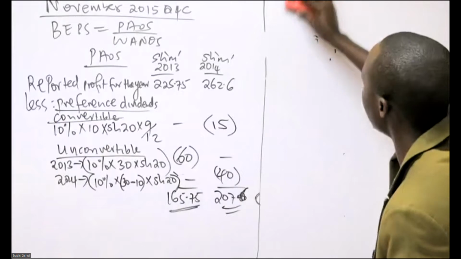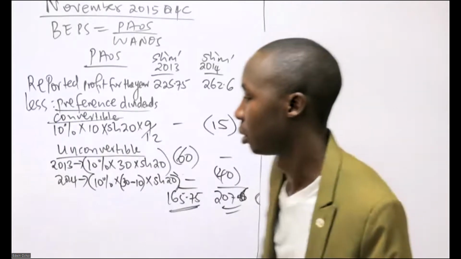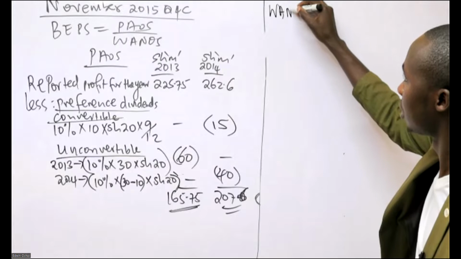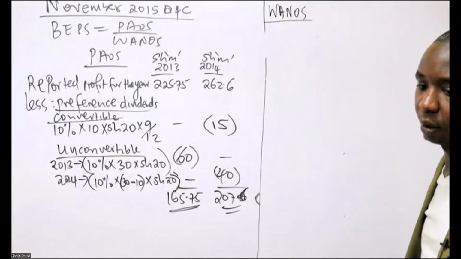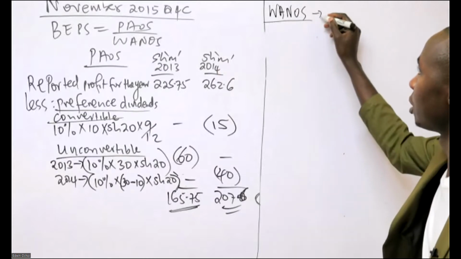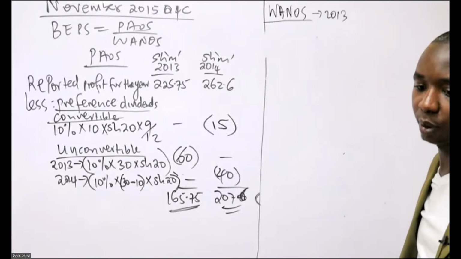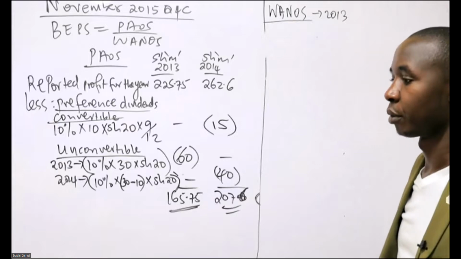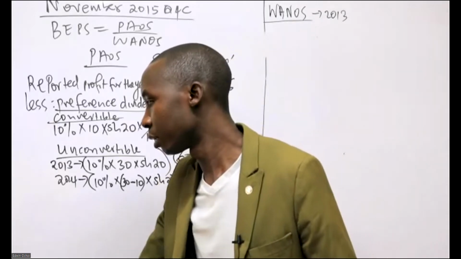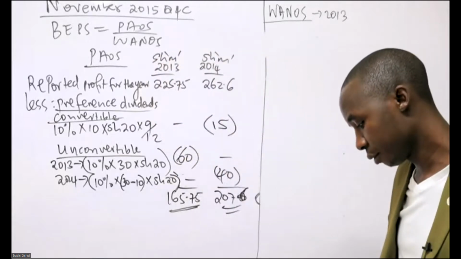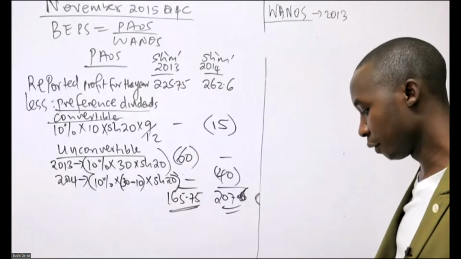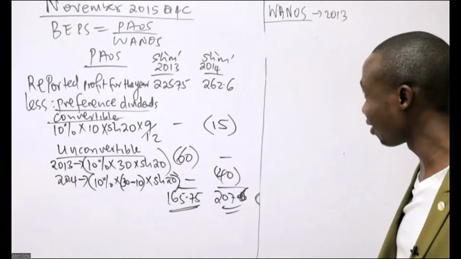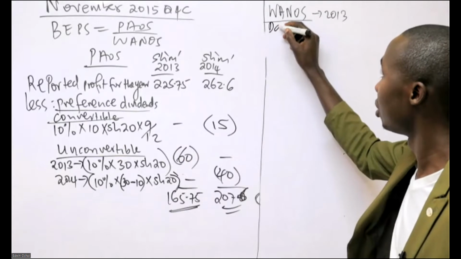Now we move to the second part, that is the one-offs. We start from 2013. Remember that this question doesn't have the aspect of a rights issue or anything other than bonus and reverse split. We have just two items: the bonus, note 4, which is in 2014, and the reverse split, note 5, which is also in 2014. Meaning that in 2013, we just do our one-offs directly.